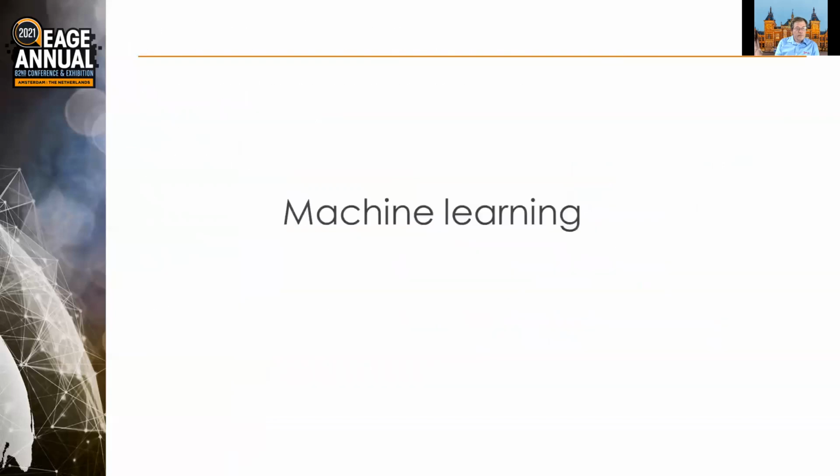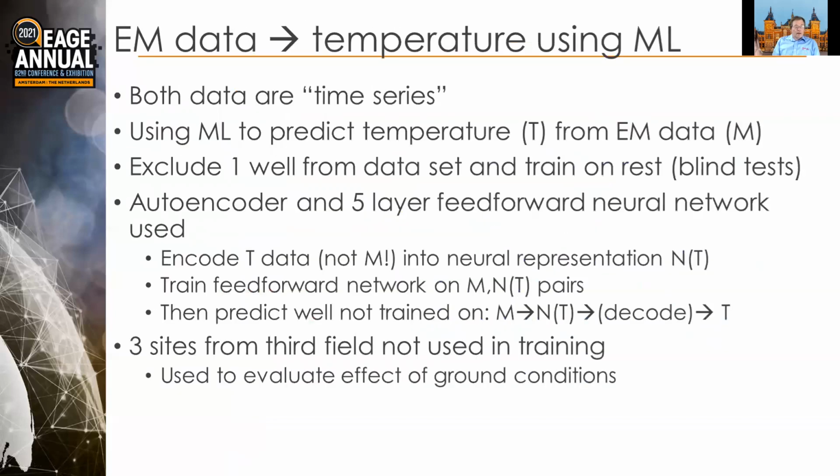So since both data are time series, the machine learning is fairly straightforward. We can use existing tricks and methods. We didn't have to invent a whole new machine learning approach. We basically want to predict temperature from electromagnetic data.